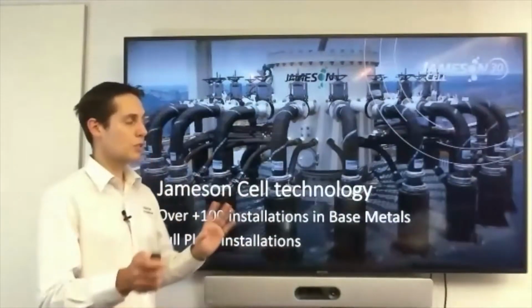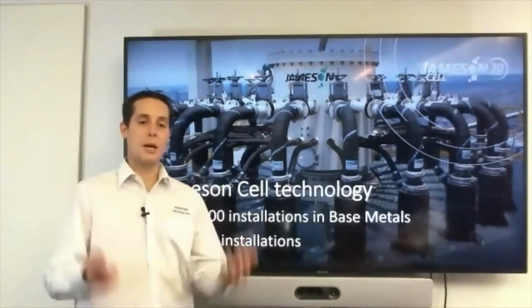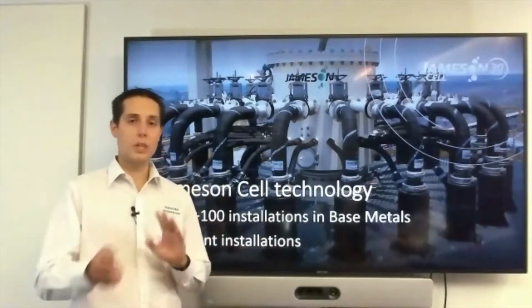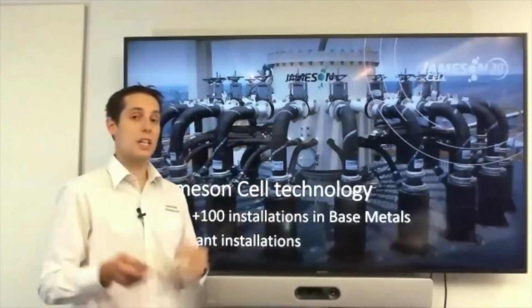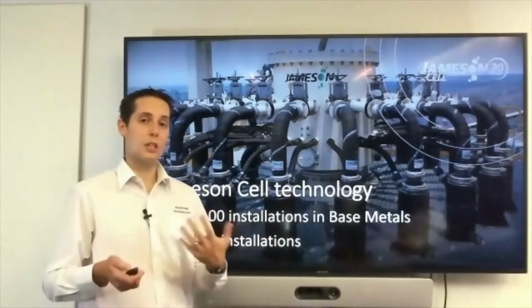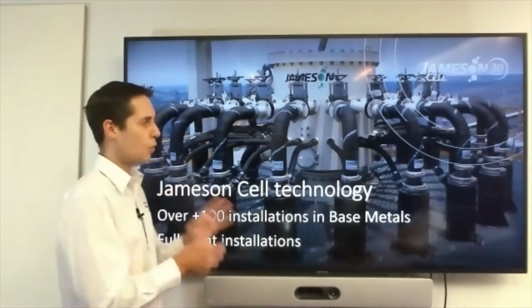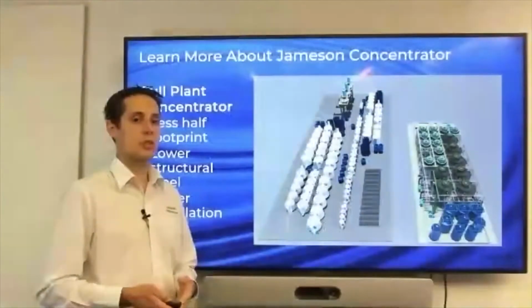Now, one thing you would have seen on that flow sheet was the concentrator, and we specifically labeled it as the Jameson Concentrator. So what is that? What is that all about? We've taken the Jameson cell, which you see up in front of you on the screen now, which has hundreds of implementations in base metals. And what we've done lately is looked at full plant implementations of the Jameson cell.